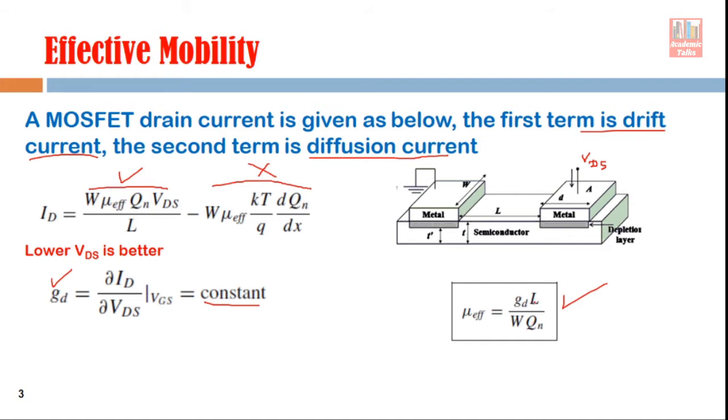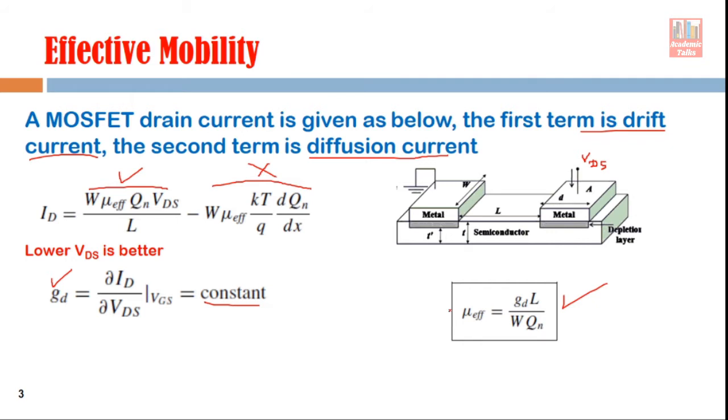We need L and W values, of course, GD and Qn. So out of these four components, L and W are design parameters. For a given structure, these values are fixed. GD and Qn are other important parameters, and we have to find out these parameters accurately if we want to estimate the mobility of carriers in the MOSFET.